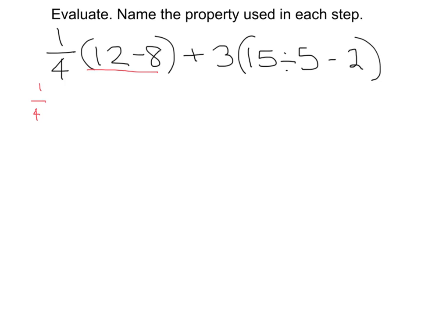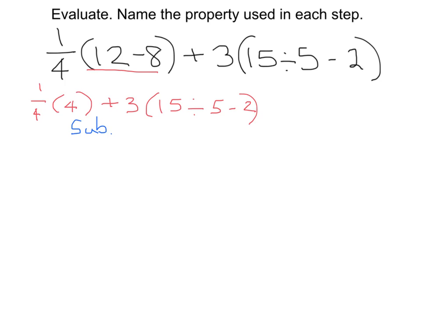12 minus 8 is 4, but the directions say that they want us to tell what property we used for each step. So in this example, we used substitution. So I'm just going to abbreviate sub. And we use substitution because we did 12 minus 8 and we substituted the answer for that problem. The next step is to now use substitution again in the other set of brackets.